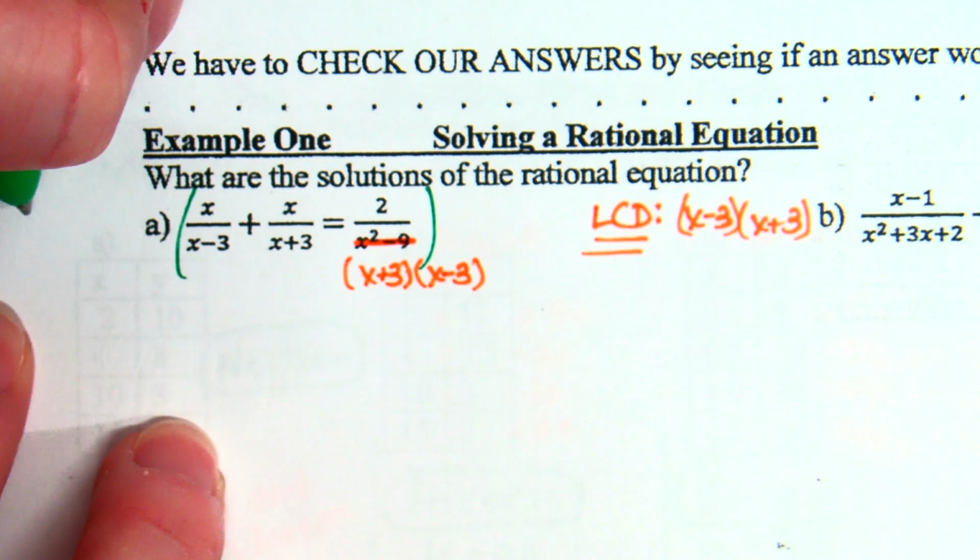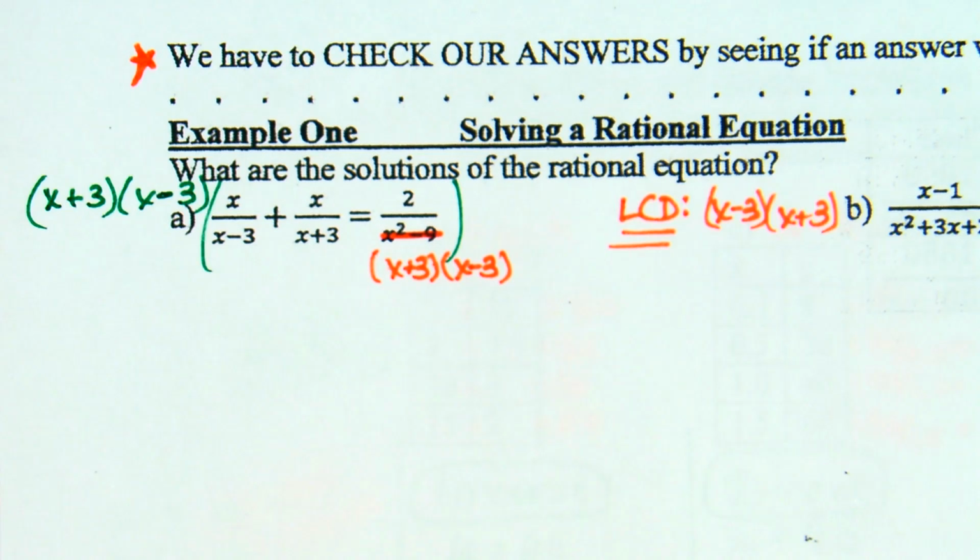And technically, I'm just being lazy, I'll be honest. Technically, I should write that we're multiplying the left by that and the right by that. But did you notice I put my parentheses around the whole equation? Okay, I'm kind of being a little lazy there, but we're multiplying both sides by that.